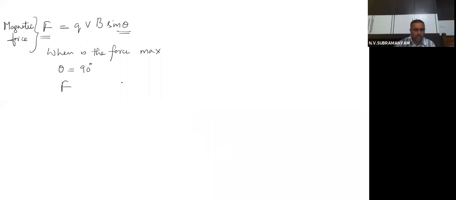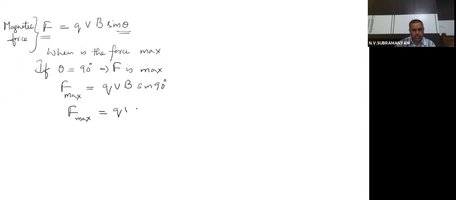So if the theta value is 90 degrees, then force is maximum. That is, F maximum is Q V B sin 90. What is the value of sin 90? 1. That means F maximum is Q V B.